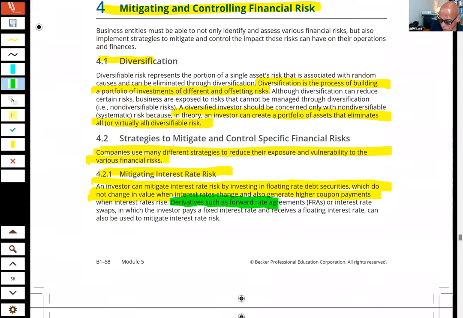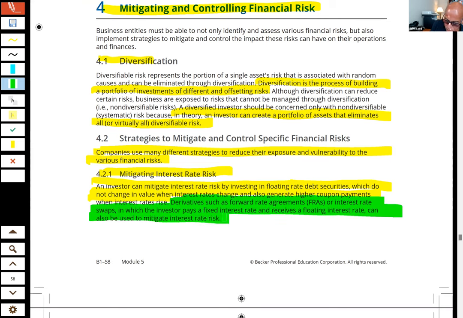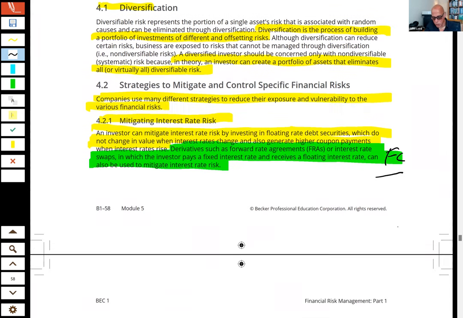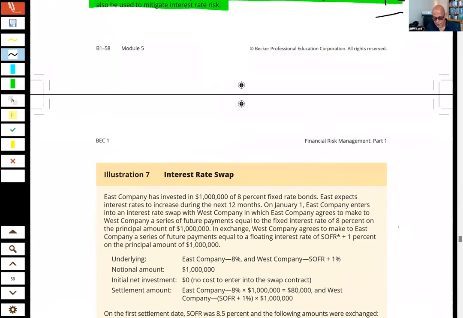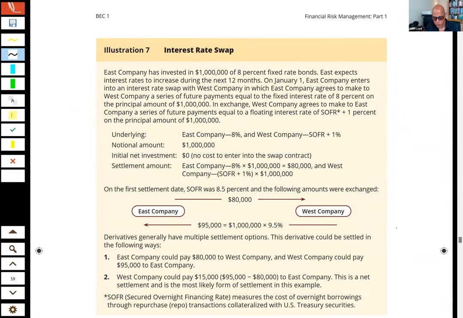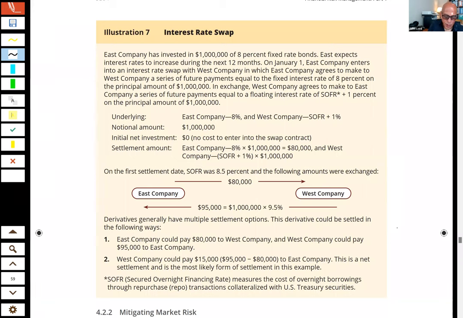Derivatives, such as forward rate agreements or interest rate swaps, in which the investor pays a fixed interest rate and receives a floating interest rate, can also be used to mitigate interest rate risk. So why don't you flashcard that? Those are the tools that we're going to spend a little bit of time looking at here. And so let's just look at this interest rate swap. Okay, let's see how that would work.